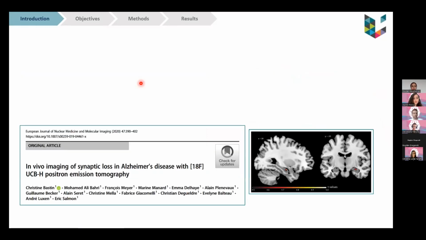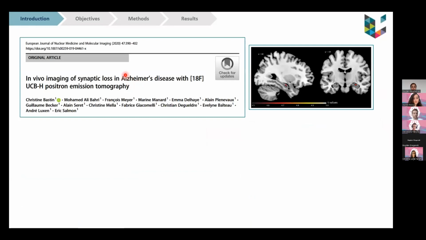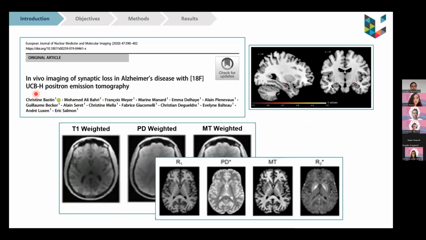Thanks to PET imaging, Bahri and colleagues showed that using the UCB-J radiotracer, we can index the density of synapses in the brain. On the other hand, using multiparameter mapping MRI, we can derive quantitative maps such as the MT map and R2-star, which relate to tissue properties like myelination and iron accumulation.